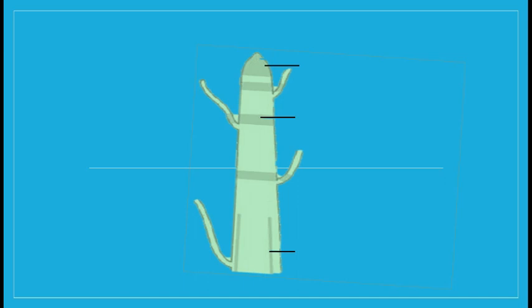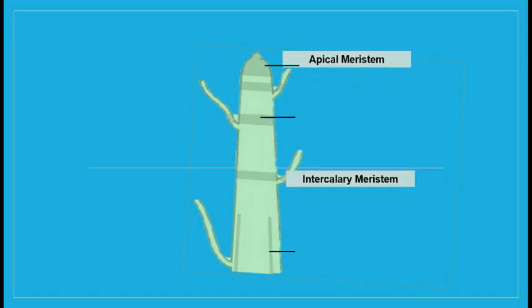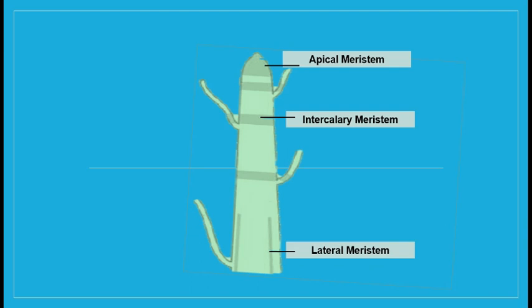Pag-usapan naman po natin yung tinatawag na meristematic tissue. Pag sinasabi po natin na meristematic tissue, it is primarily concerned with the formation of new cells by division. Binubuo po ito ng tatlong parts: the apical, the intercalary, and the lateral meristem.